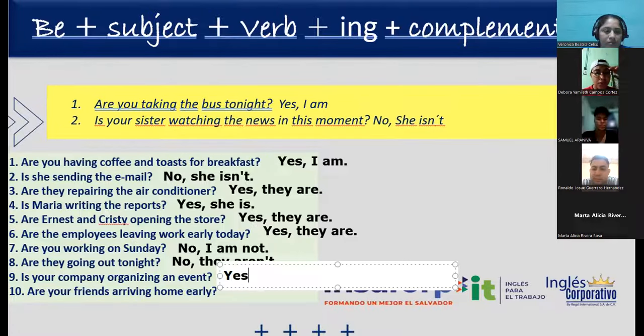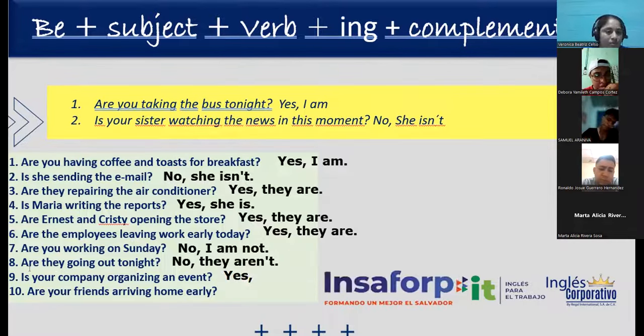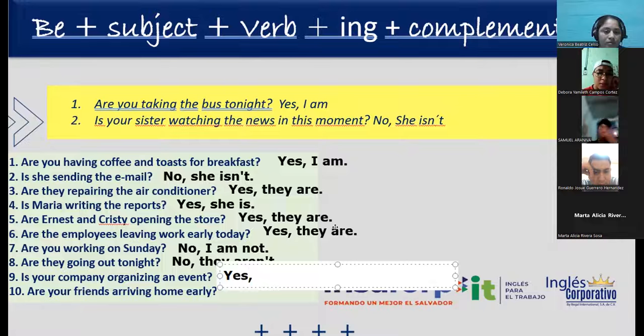Teacher, acá tengo una confusión. ¿Sería I am siempre o...? No, no I am, because no le están preguntando si usted lo está haciendo, ¿verdad? Sino que your company. Your company es el sujeto que tenemos que sustituir por un pronombre. Yes, it is, right? Porque podemos combinar el yes con el isn't, ¿verdad? Sí y negativo, no. Okay. Bien, okay. Yes, it is.